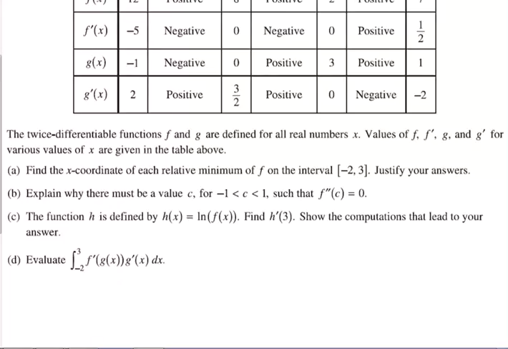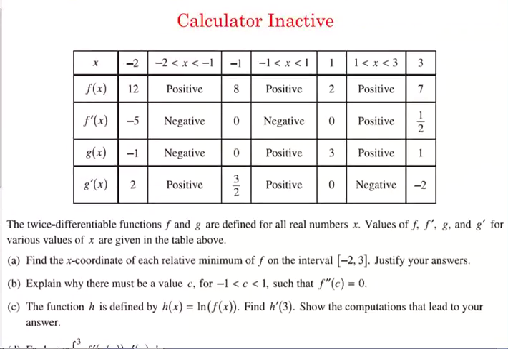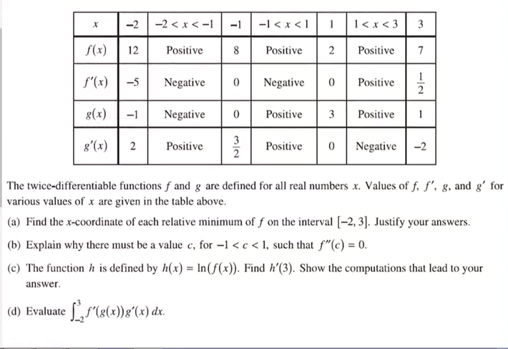It says find the x-coordinate of each relative minimum of f on the interval from -2 to 3. So minimums happen where the derivative changes from negative to positive. So let's look at our derivative function here of f. We're just concerned about f. And we need to find where it changes from negative to positive. So from negative to positive, that happens here at x equals 1.